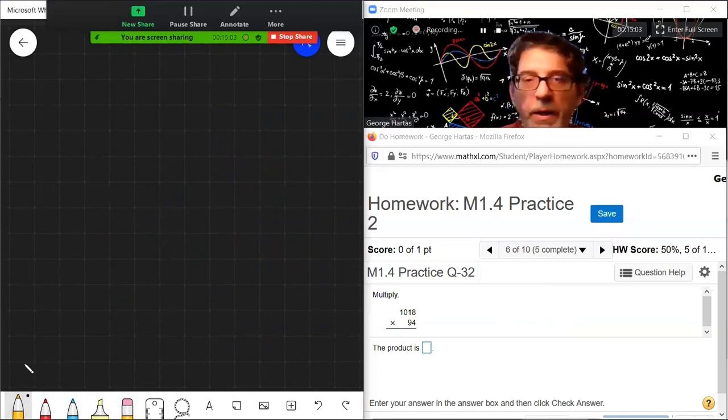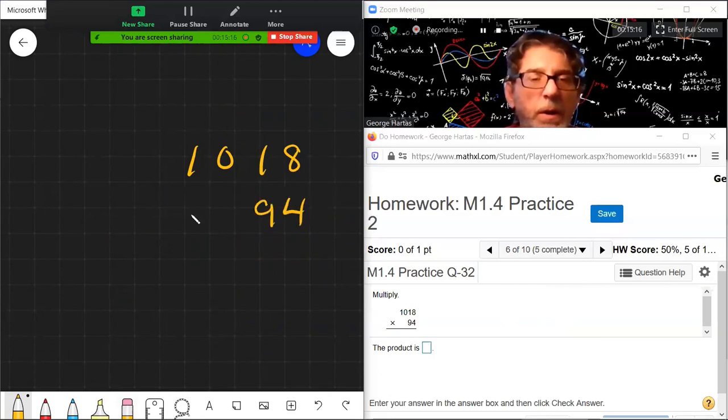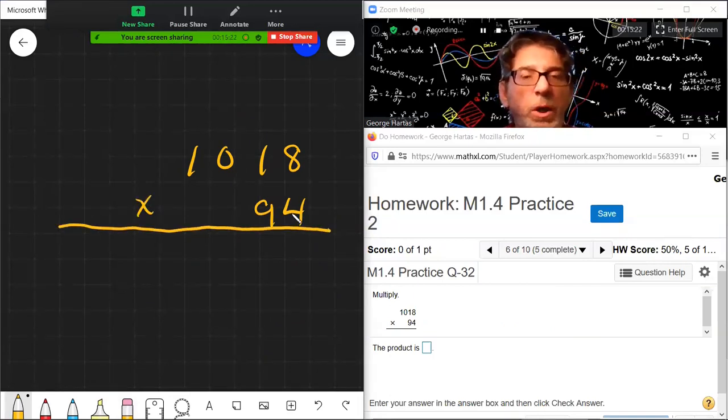Okay, so now they're getting a little bit bigger. So we have 4 digits on top. 1018 times 94. Well, you know what? It doesn't matter if they're longer numbers. It's still the same process. We're going to start with the 4 and go 4 times 8, 4 times 1, 4 times 0, 4 times 1, and so forth.